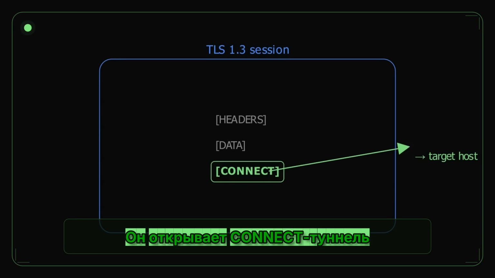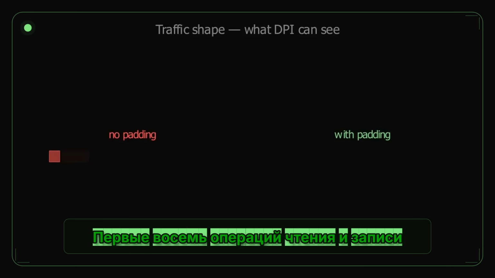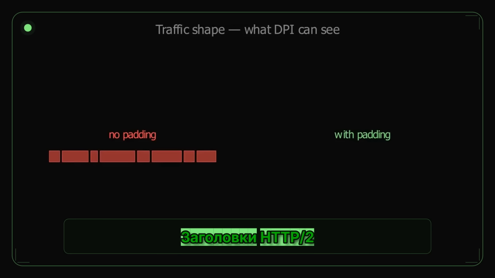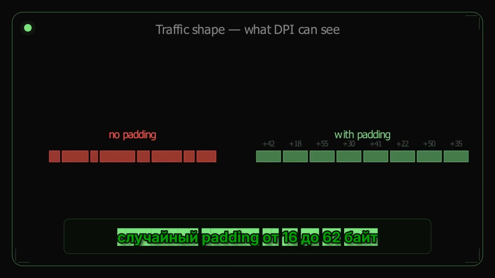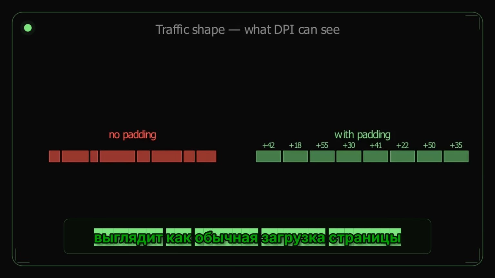Inside that TLS session, NaiveProxy speaks HTTP2, the same protocol every modern site uses. It opens a connect tunnel, exactly like your browser does when it goes through a corporate HTTPS proxy. The first 8 reads and writes get random extra bytes. HTTP2 headers get random padding fields between 16 and 62 bytes long. Even the shape of the traffic looks like a real page load.